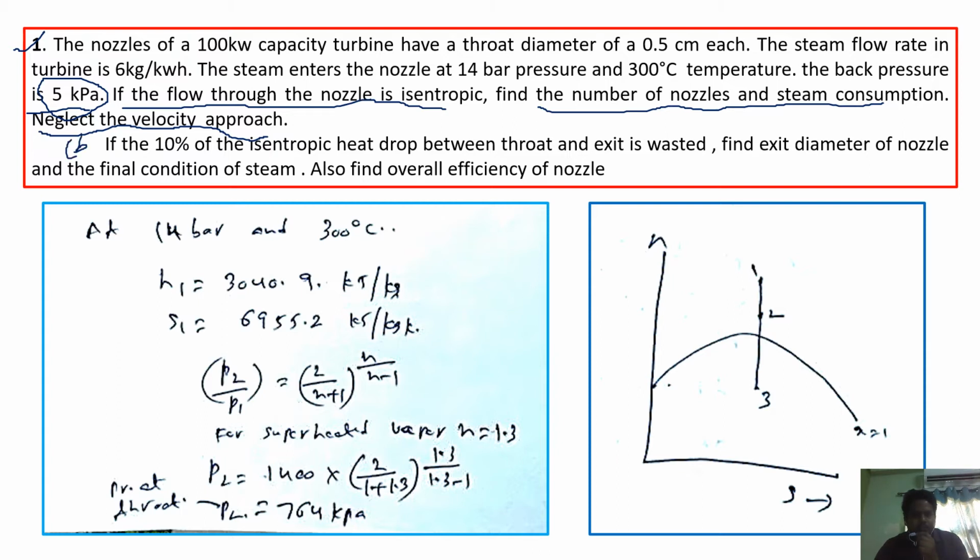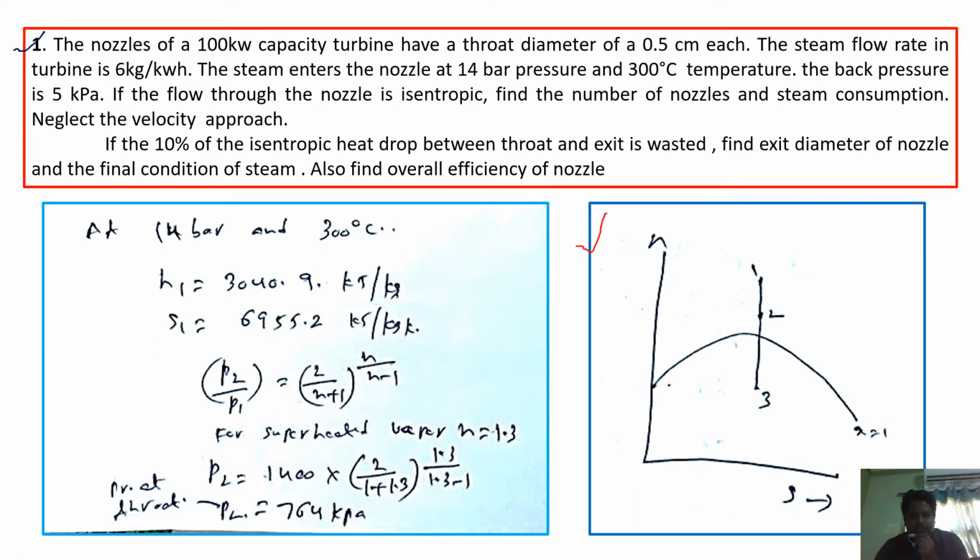Next, question B. The question B is, if 10% of the isentropic heat drop between throat and exit is wasted, find exit diameter and the final condition of steam, and also find overall efficiency of the nozzle. Okay. Now let us see question A first, later we will discuss question B.